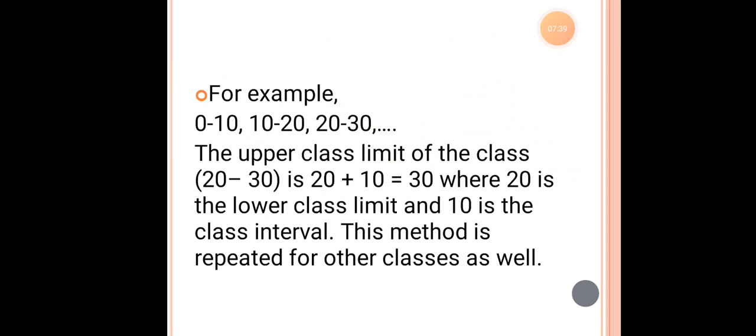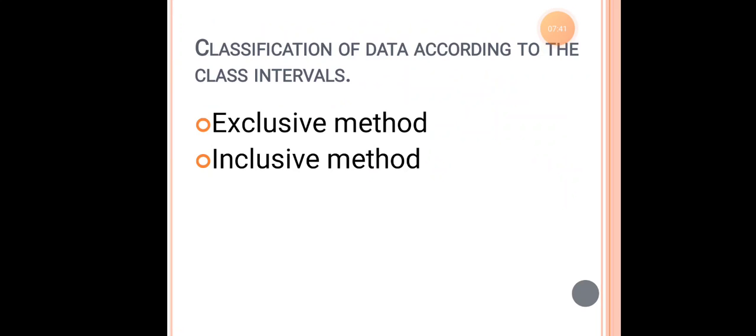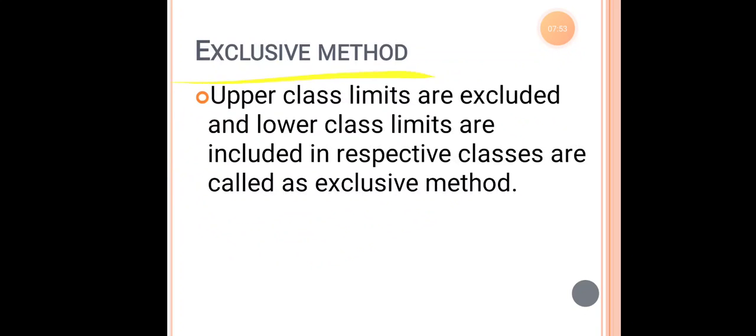Okay. Under this particular class interval, under these class limits, we have two methods. We need to calculate based upon the class interval, that is the exclusive method and the inclusive method. First thing, what is the exclusive method? Upper class limits are excluded and the lower class limits are included in the respective classes, known as the exclusive method. Why are these methods taken into consideration?